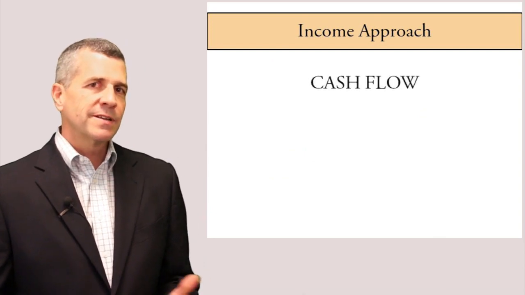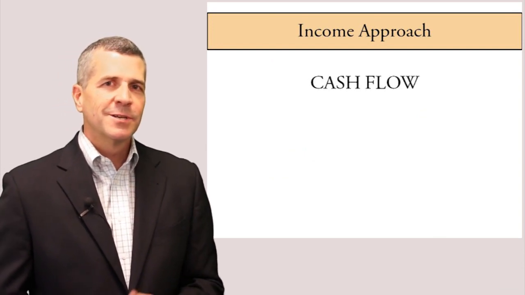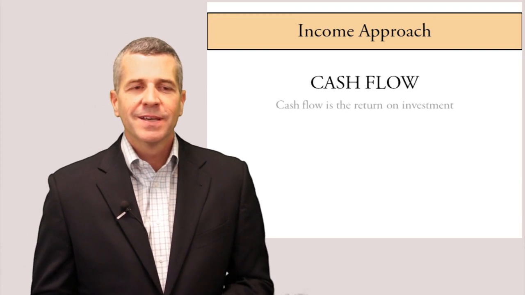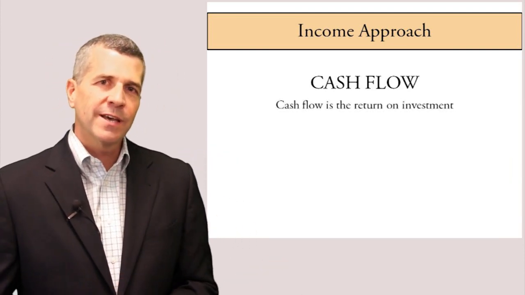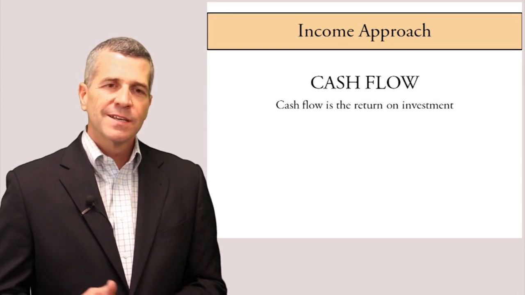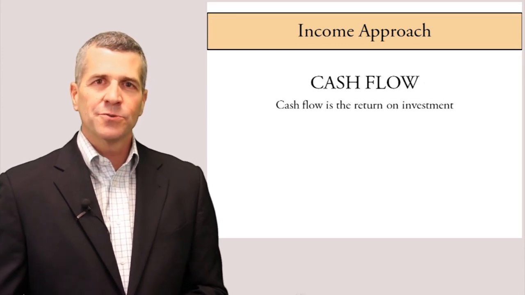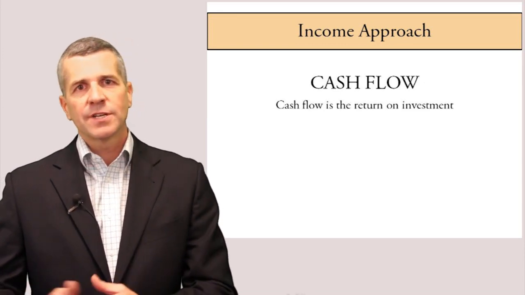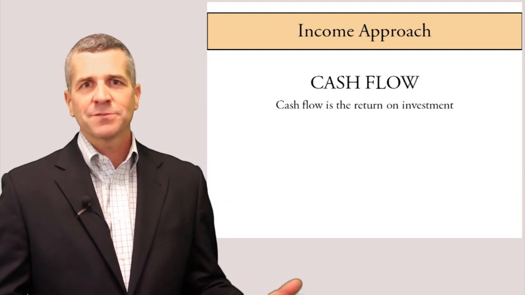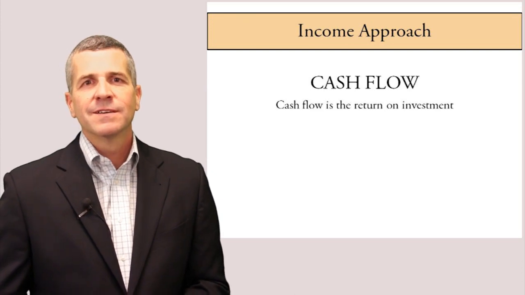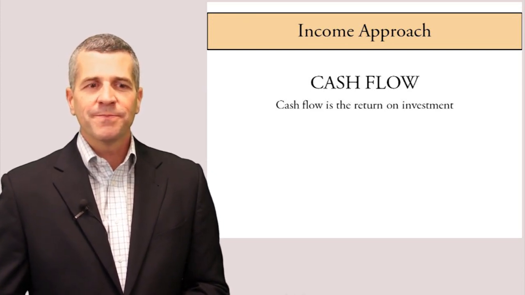The first element of the income approach is cash flow. So what is cash flow? Cash flow is the return on investment. If you buy a business for, say, $1 million, and that business has a cash flow of $200,000, the $200,000 in cash flow represents the return on your investment. $200,000 cash flow on a $1 million purchase, that's a 20% return on investment.